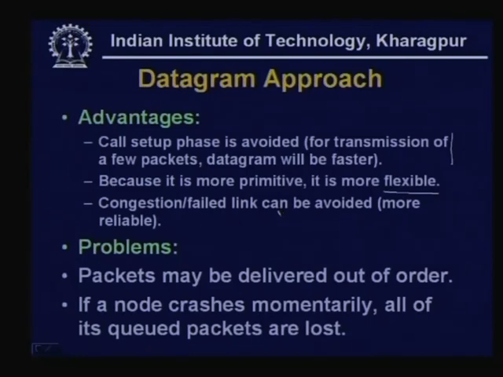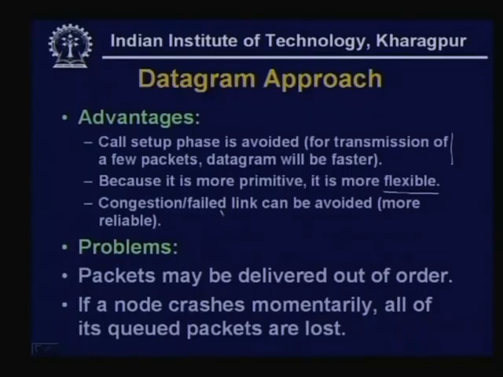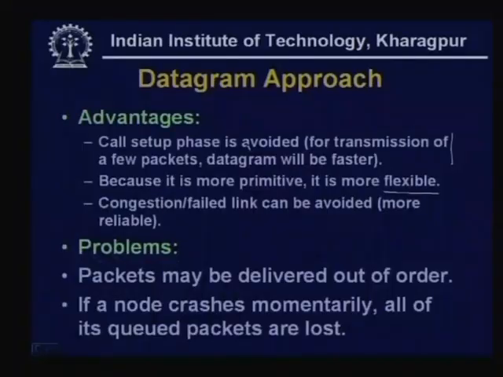Each node can take the routing decision. So, if there is any failed link or any congestion in the path of the packet, it will simply send the packet through some other route. It is not necessary that packet 1 of a message will go through a particular route and packet 2 has to follow the same route. It can go through a different route, and as a result the different packets can reach out of order. As I mentioned, packets may be delivered out of order. So, this is a disadvantage.